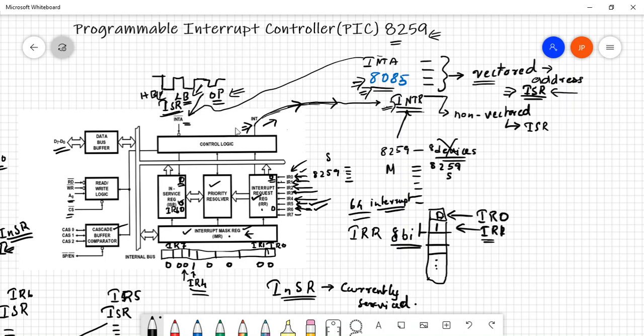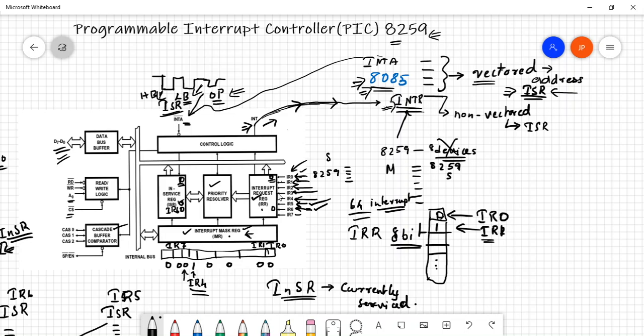The PIC is going to give the lower byte and the higher byte of the ISR address, because there are 8 different devices connected, IR0 to IR7. So each device will have a different address. These addresses are given by the PIC, and depending upon which device interrupted, the corresponding address will be given through the data bus.